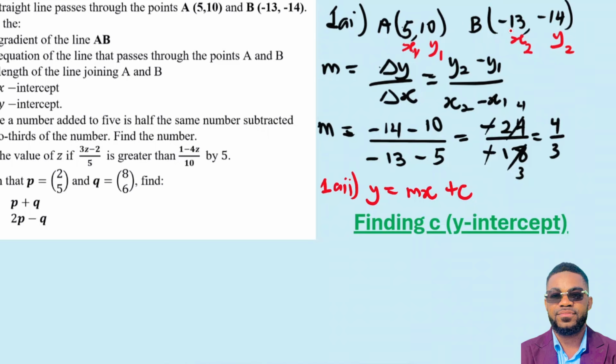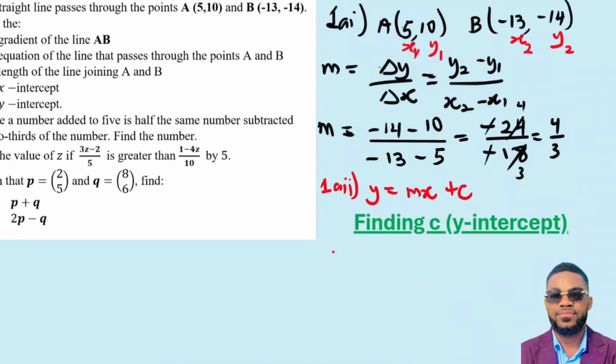I initially told you that for any point that you take, the first number is the x, and the next one is the y. So that means that I can use the point A, where my x is going to be 5, and my y is going to be 10. We can use any of these 2 points, either A or B. If you decide to use B, you can take negative 13 as your x and negative 14 as your y. You can use that one too. Now, for the m, it is 4 on 3. So that means everything is set to find the value of c.